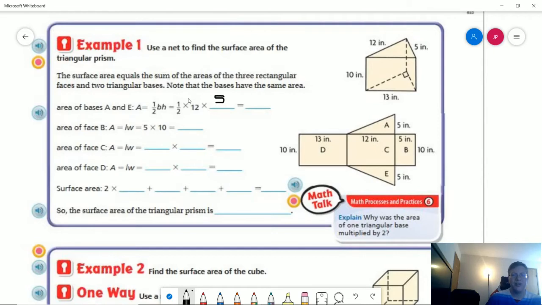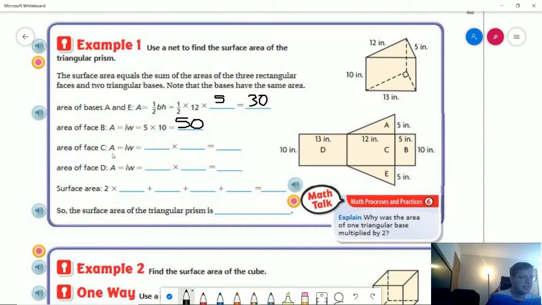If I group this part together first, that would give me 6 times 5, which is going to give me 30. For part B, we are going to do the length times the width. We get 5 times 10, and so that will give us a total of 50. We are not going to have another part that matches this. So both A and E are going to be the same. D, C, and B are all going to be slightly different.